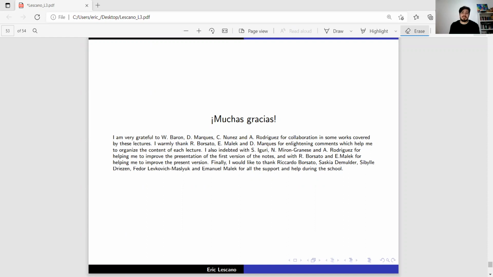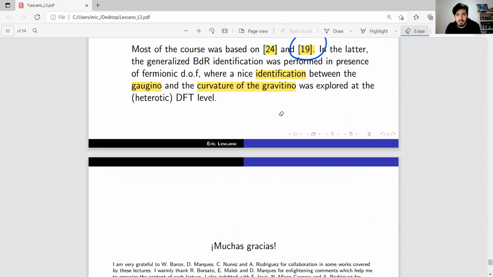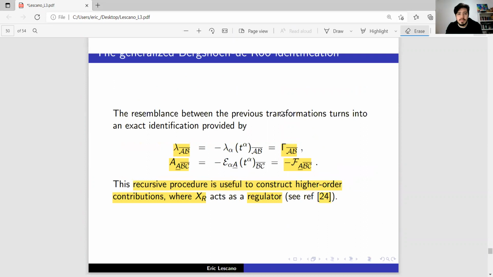Yeah, thanks, Eric. Maybe I could just very briefly ask, what's the status on the quartic Riemann tensor? Any idea how to obtain it in some kind of modified DFT like this?